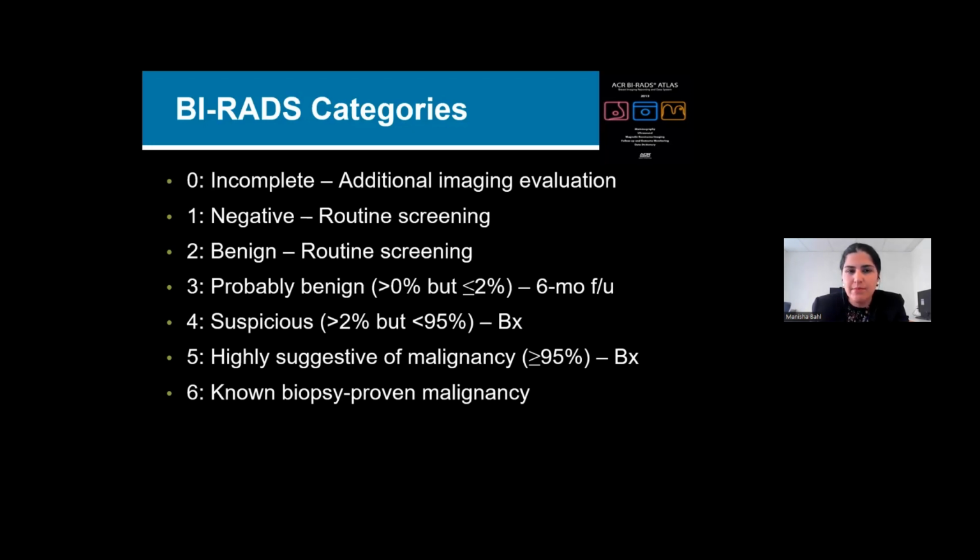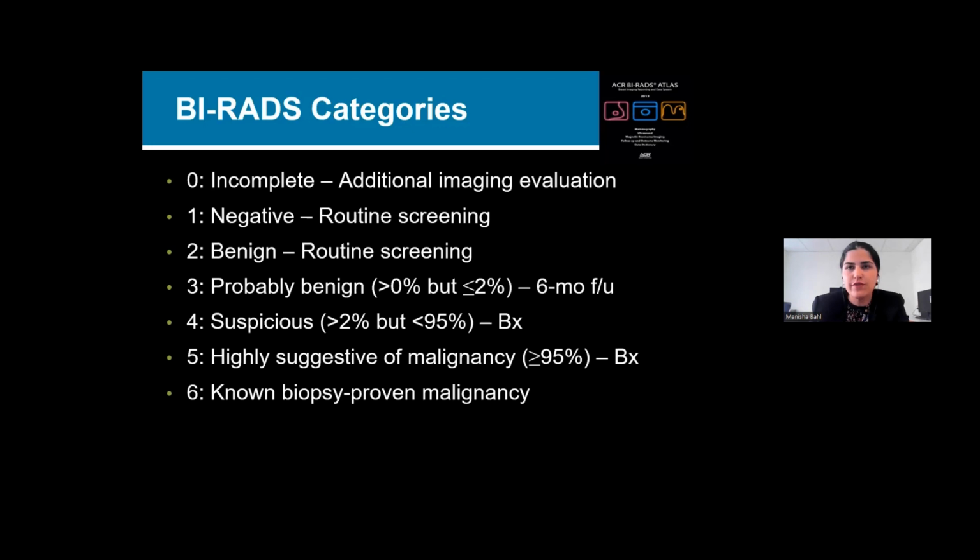BI-RADS 3 is the most confusing of the categories. It means that there is a finding on imaging that's probably benign. The risk of cancer is thought to be greater than 0%, but less than or equal to 2%, and 6-month follow-up is recommended. BI-RADS 4 means that the finding is suspicious, risk of cancer is greater than 2%, and biopsy is recommended. BI-RADS 5 means that the finding is almost certainly a breast cancer given the imaging features, and biopsy is recommended.